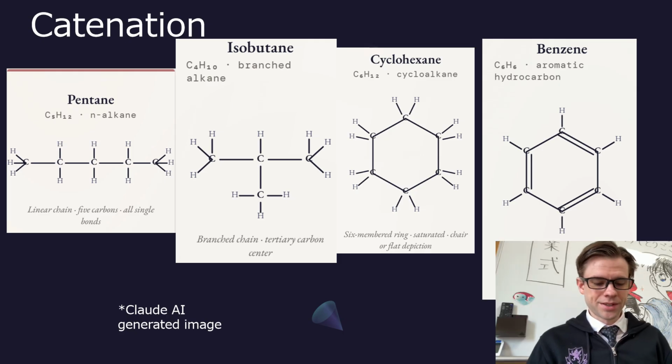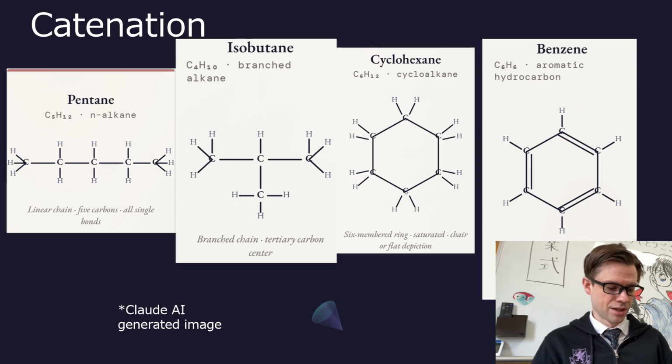So let's visualize catenation a little bit. What it means first is that we can form long linear chains. For example, pentane, this is 5 carbons in a row with all the extra bonding locations filled with hydrogens. C5H12, it's an n-alkane, is the name of its sort of class.